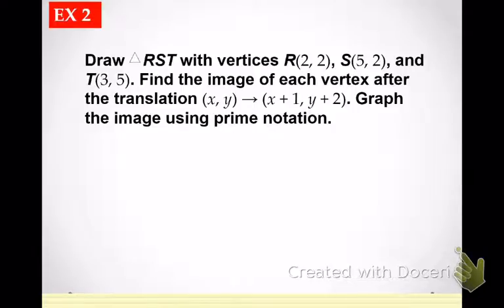Okay, so the prime notation, it'll be on the question. You don't have to memorize it. They'll give you that in some form or the other, what that is.